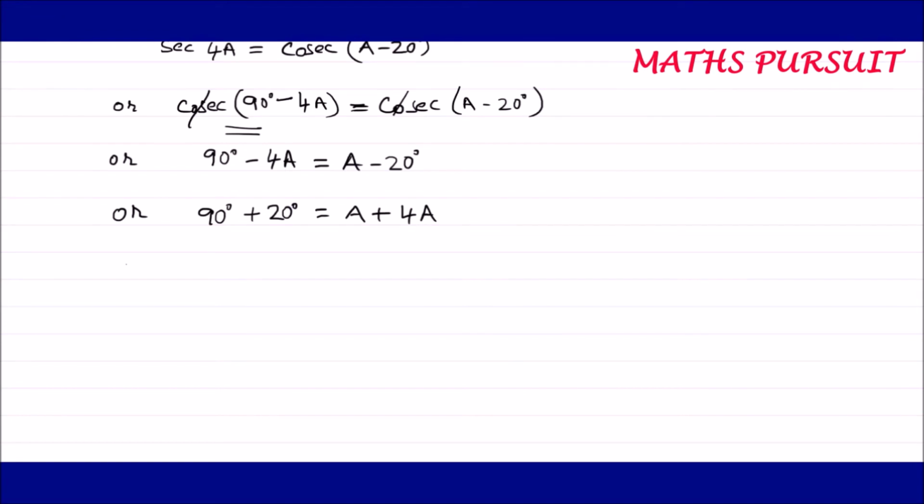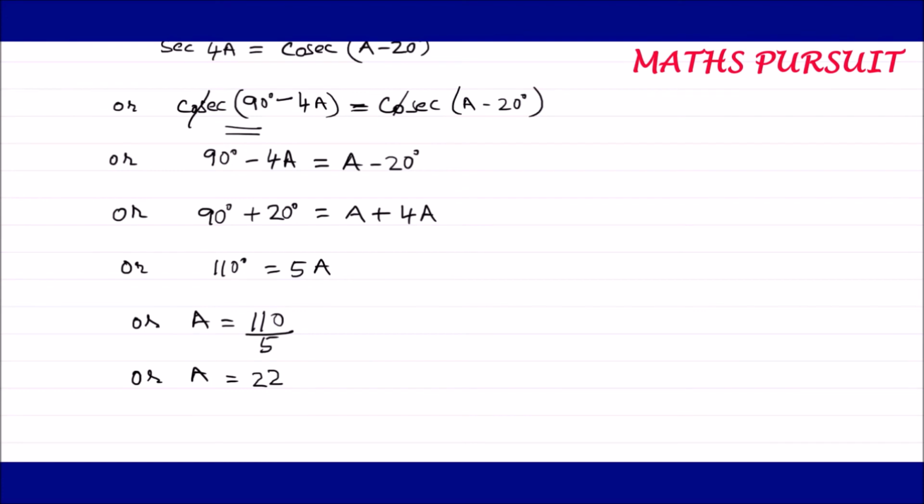Now 90 plus 20 is 110 degree, which is equal to 5a, since a plus 4a is 5a. Or I can write a is equal to 110 upon 5, so a is equal to 22, because 5 times 22 is 110. So what I got is the value of a is equal to 22.